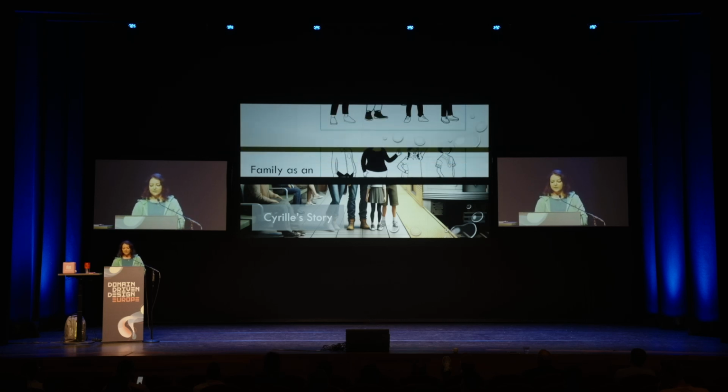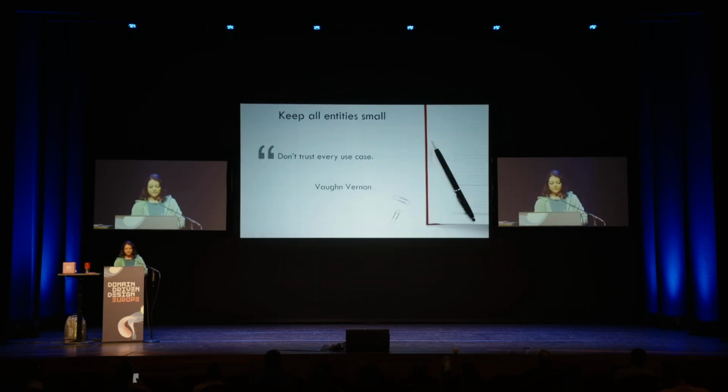But Vaughn Vernon invites us not to trust every use case. That means that even if this invariant seems always true, you need to ask, what if we leave an adult alone? In that case, the answer would be, well, yes, it's okay. So the invariant is not really the same. It's not having all the family together, but no child alone. And that's different.